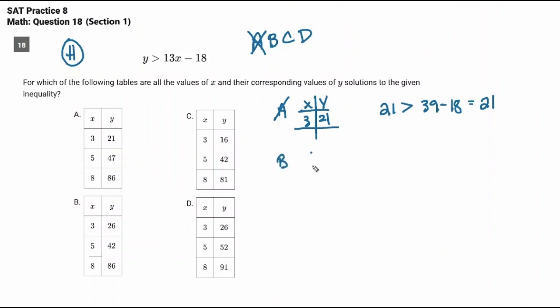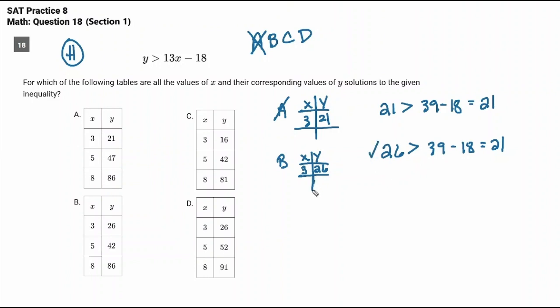Again, write the chart, the parts that you're going to use to avoid mixing up x and y. This time we've got y is 26 is bigger than 13 times 3, you've already done that, 39 minus 18. You already know that that's 21. Is 26 bigger than 21? It is, that checks out. So, got to keep going.